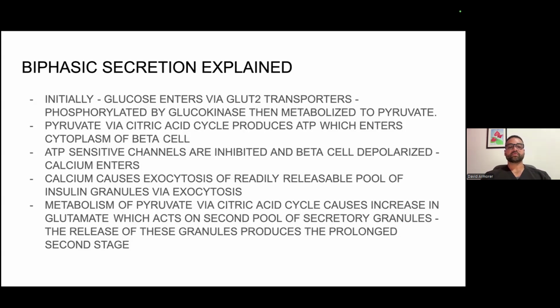And calcium causes the exocytosis of the readily releasable pool of insulin granules. So the metabolism of pyruvate via the citric acid cycle would then cause the increase in glutamate, which would act on a second pool, which would release these granules in a prolonged second stage.